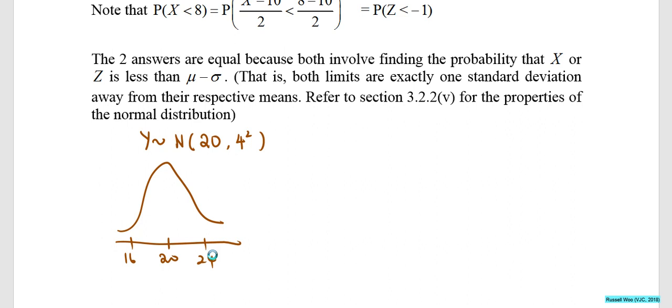Now, can I say this? If I take Y minus 20, what do I get? That means I translate this entire graph to the left by 20. What will the mean be? 0. Make sense? Then I divide by 4, such that now the standard deviation is not 4, but 1. So this will actually be exactly what I call the standard normal. I will get a graph like this.